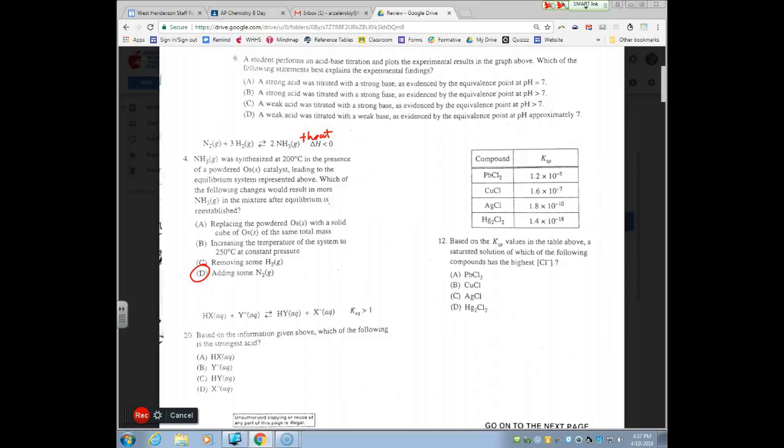And which of the following changes will result in more ammonia in the mixture? Well, for D, you're going to add NO2. It's going to shift to favor and make more products.